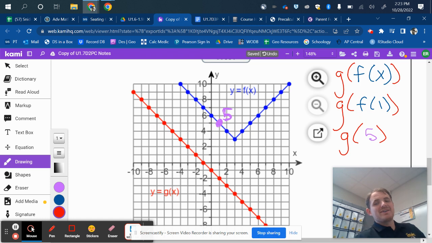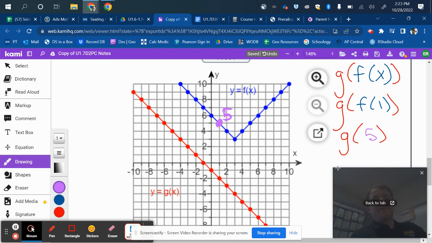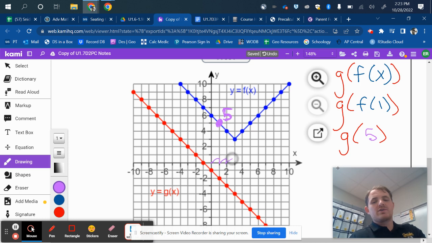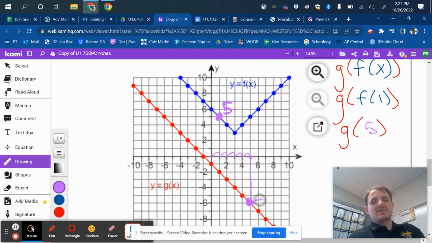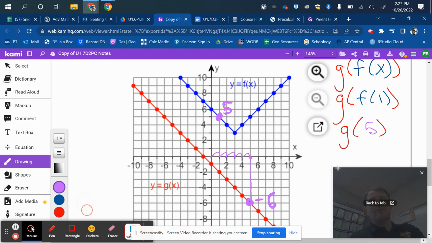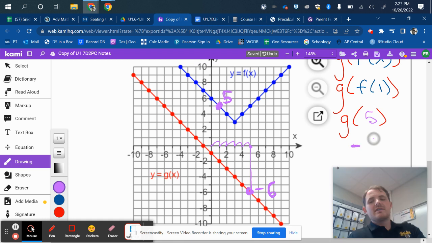Okay, you got it. So now for g of 5, I go over 5, 1, 2, 3, 4, 5, and down to the graph at negative 6. So that answer should be a negative 6. So g of 5 is a negative 6.